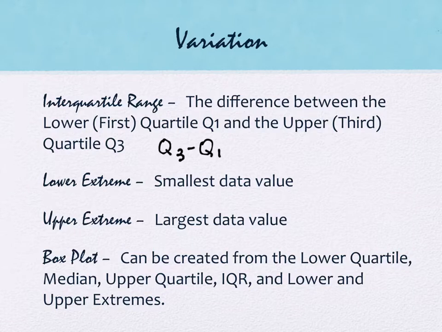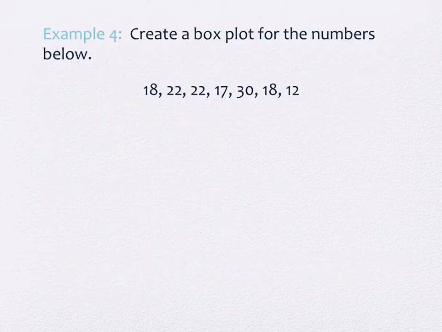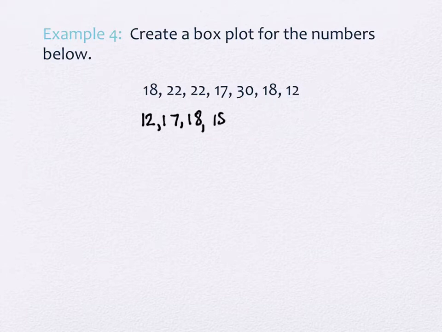And we're going to use that same set of numbers that we encountered last time that have no context, just to practice with. So these were our data values. We do want to list them out in order from least to greatest. So we're going to do 12, 17, 18, 18, 22, 22, and 30. And we found the median last time, and it was the second 18 right here.